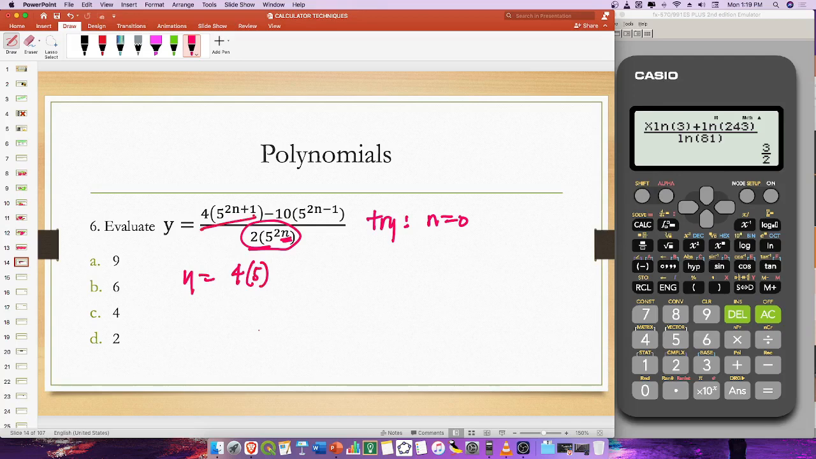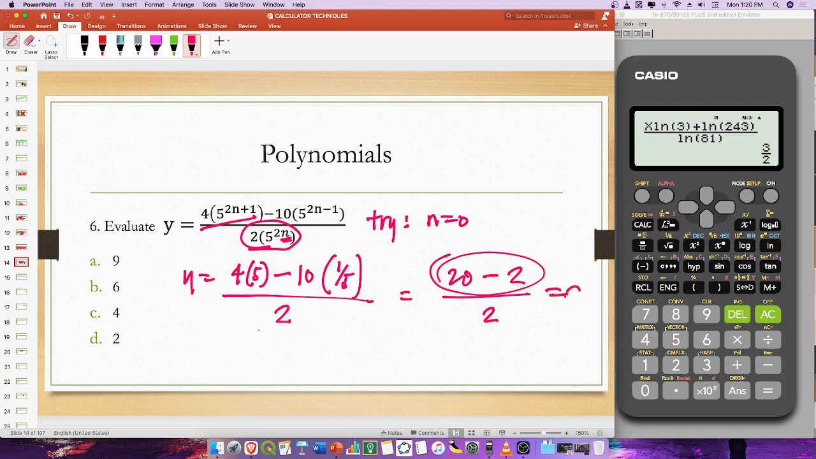Since n equals 0, that's 5 raised to 1. So 4 times 5 raised to 1 minus 10. And when n equals 0, this is now 5 raised to negative 1. So 5 raised to negative 1 is just 1 over 5, all over 2 times 1, that's 2. Therefore, this is 20 minus 2, all over 2. So this is 18 divided by 2. The result will be 9. You can actually solve this using mental calculation. So 9 is your answer.